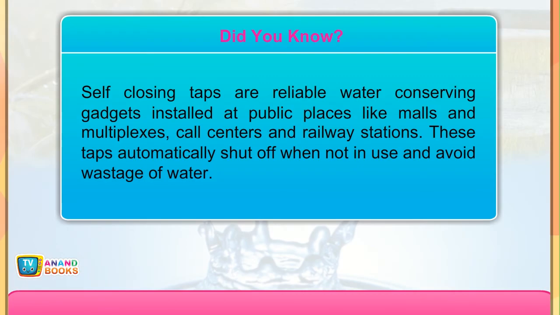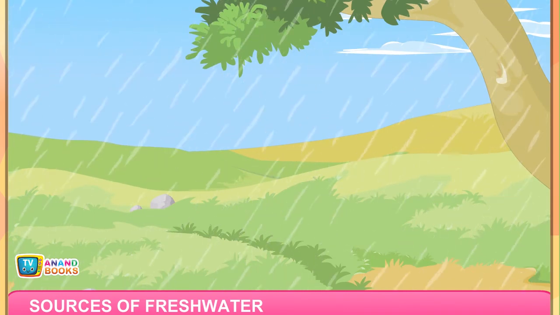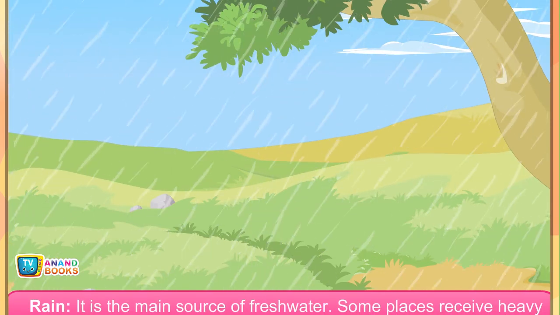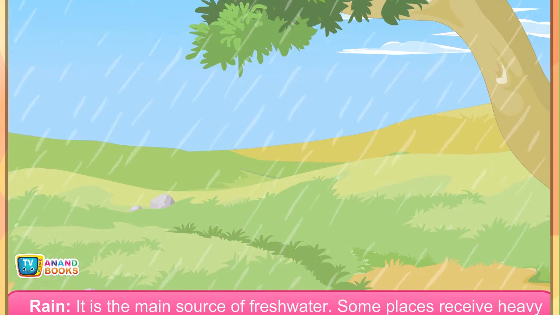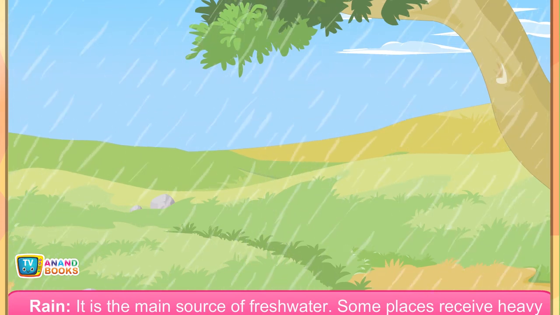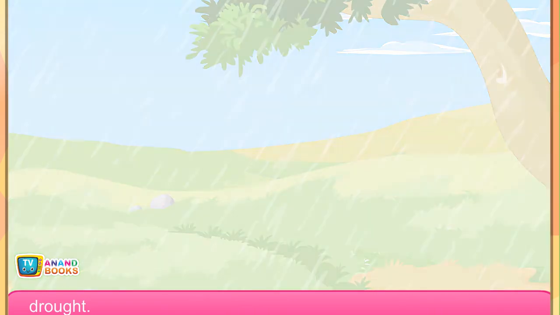Did you know? Self-closing taps are reliable water-conserving gadgets installed at public places like malls and multiplexes, call centers, and railway stations. These taps automatically shut off when not in use and avoid wastage of water. Sources of fresh water. Rain. It is the main source of fresh water. Some places receive heavy rains causing floods and others very little or no rain causing drought.